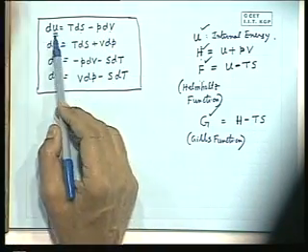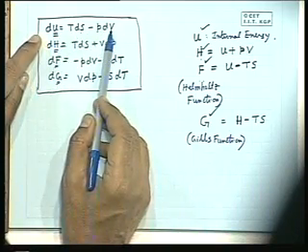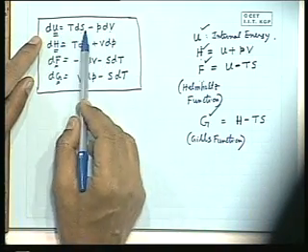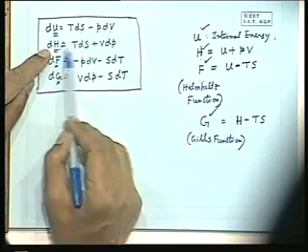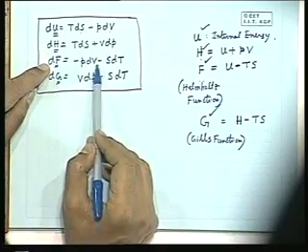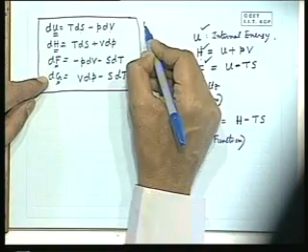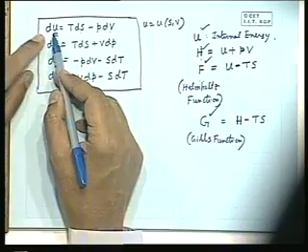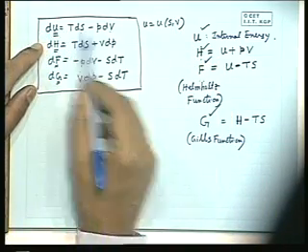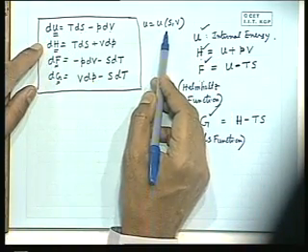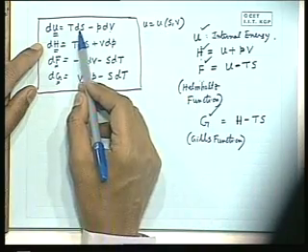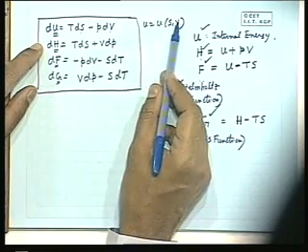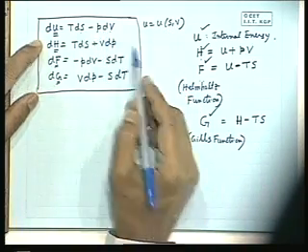Now you see, this means that U is a function of S and V, H is a function of S and P, and F is a function of V and T. That means if I start with U as a function of S and V, then I can write dU, in which case T is nothing but del U del S at constant V into dS, then minus P is del U del V at constant S into dV.